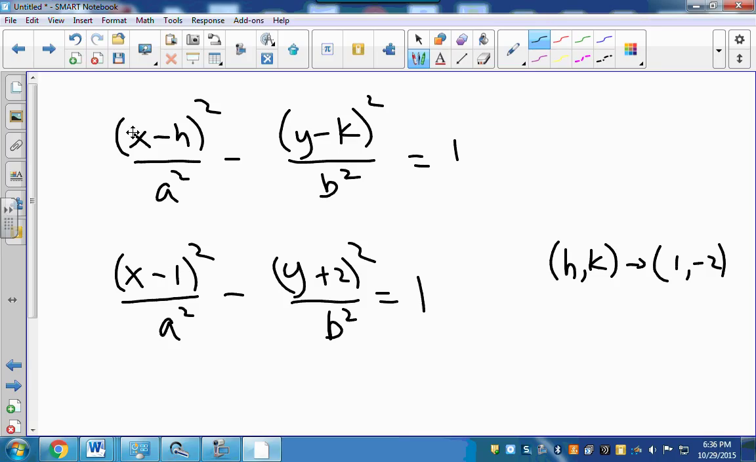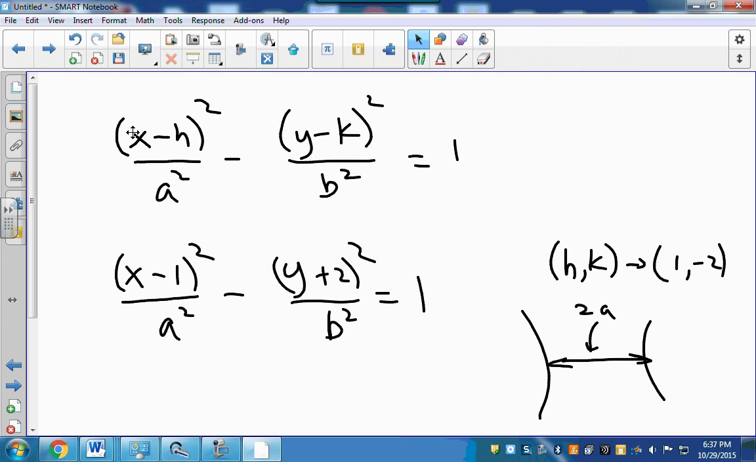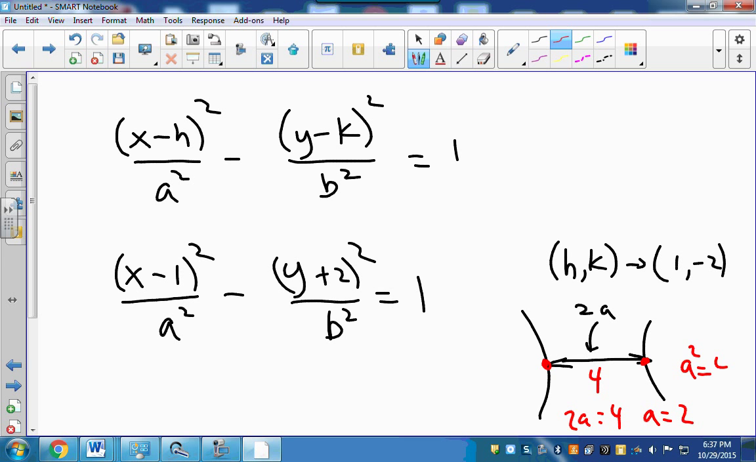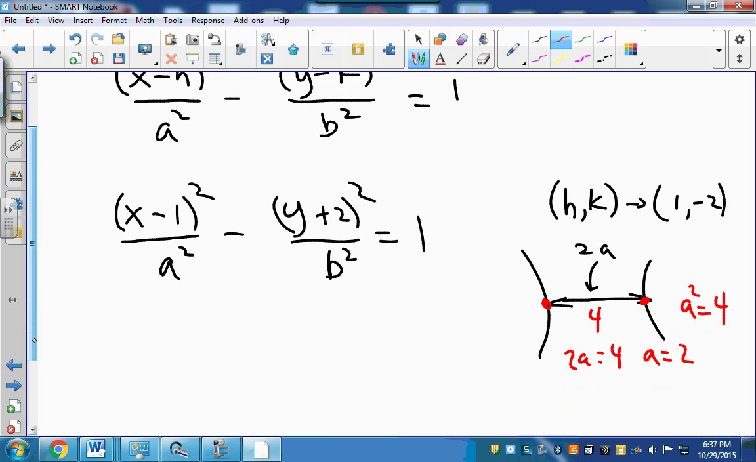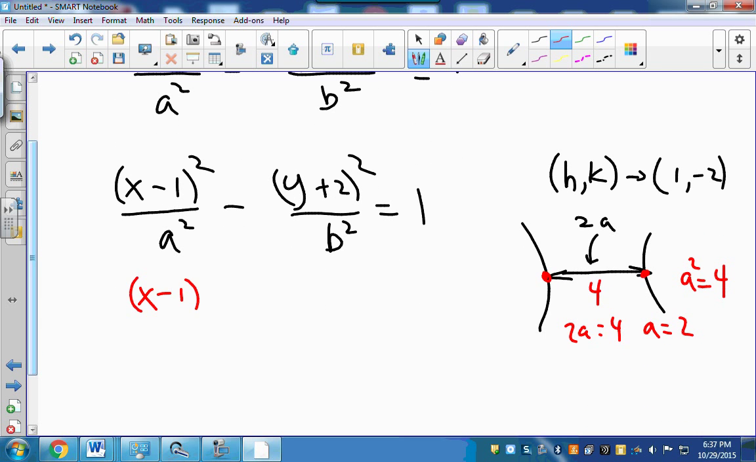Okay, the length of the transverse axis. So here's their hyperbola. This is the transverse axis. That length is 2a. It's sort of akin to the major axis in the ellipse. And again, we have these points given, so we can just count the boxes. 1, 2, 3, 4. This is 4. So 2a is 4. So a is 2, and a squared is 4. We have the bottom of this term. X minus 1 squared over 4.